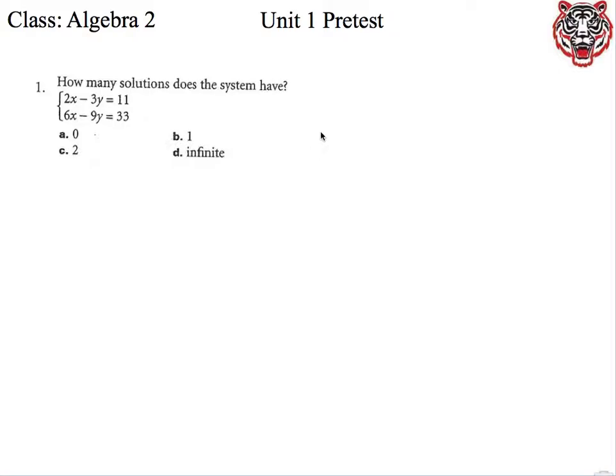All right, this is going to be Algebra 2. I need to go over the entire pretest problem by problem. So here's the first problem. We have our system of linear equations here. How many solutions does the system have?